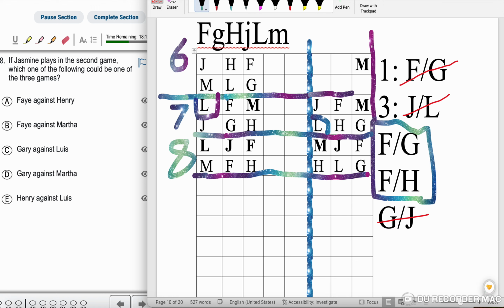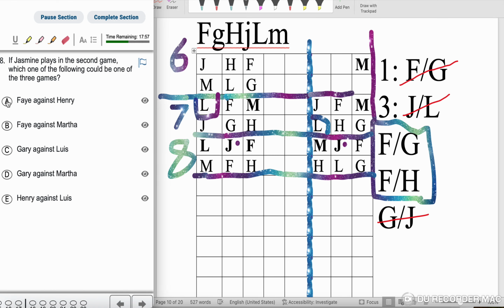So let's go ahead and answer question 8 here. If Jasmine plays the second game, so Jasmine's going to be here. I'm going to put a dot next to it. Which one of the following could be one of the 3 games? F against H? That's true. F against Martha? That's not going to happen. G against L? Don't see it.